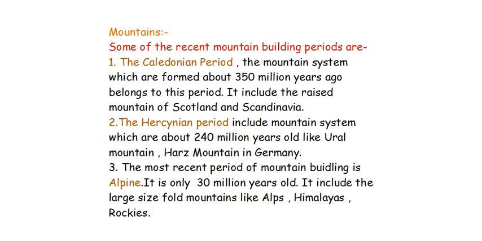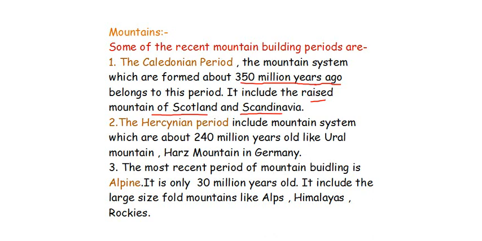Now I will talk about some recent mountain building periods. First one is Caledonian period. What is Caledonian period? This period includes the mountain systems which are about 350 million years old, or which were formed about 350 million years ago. It includes raised mountains of Scotland and Scandinavia.